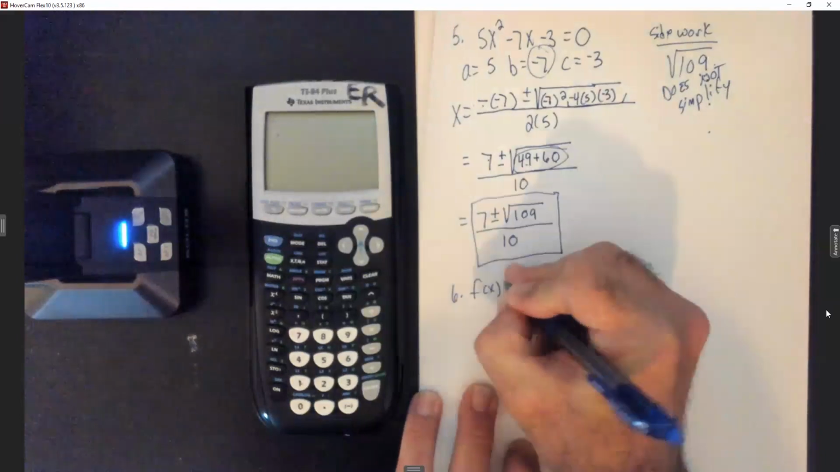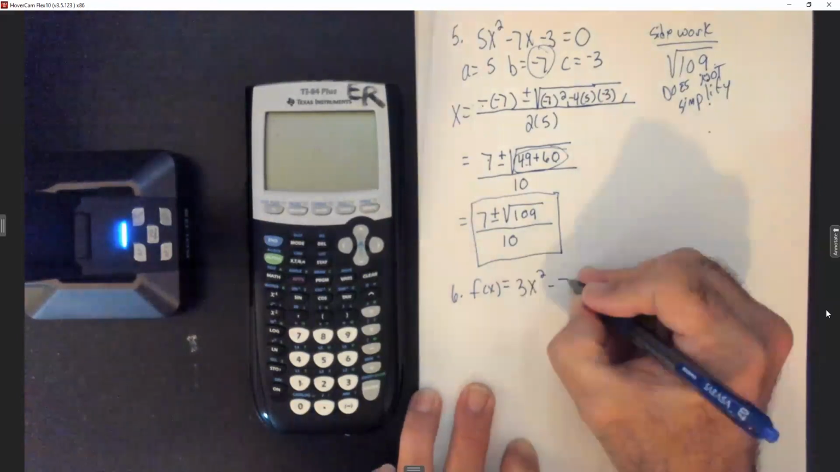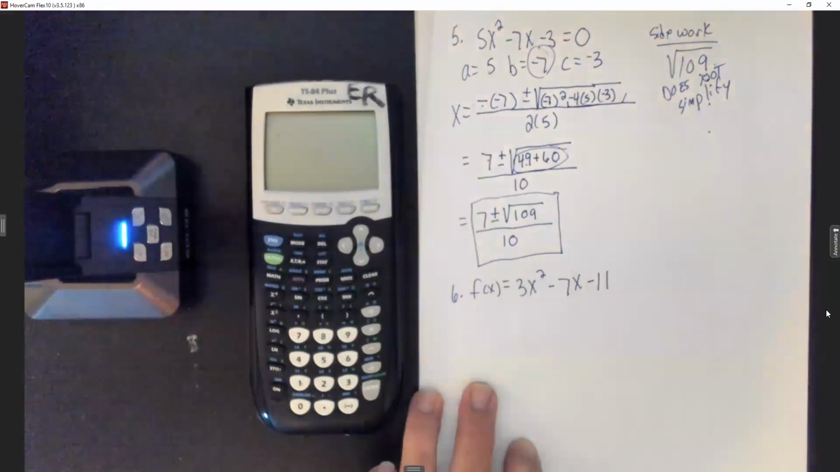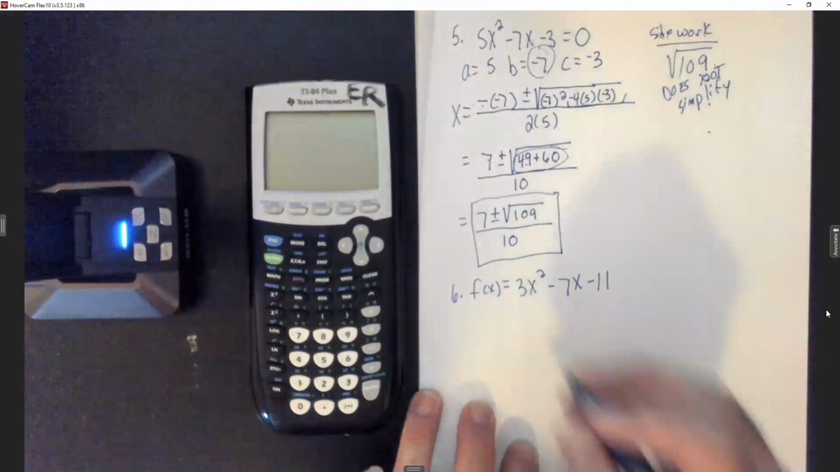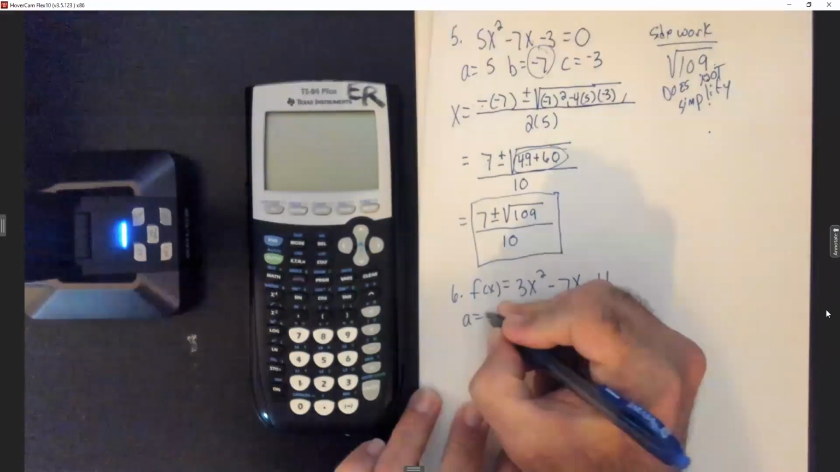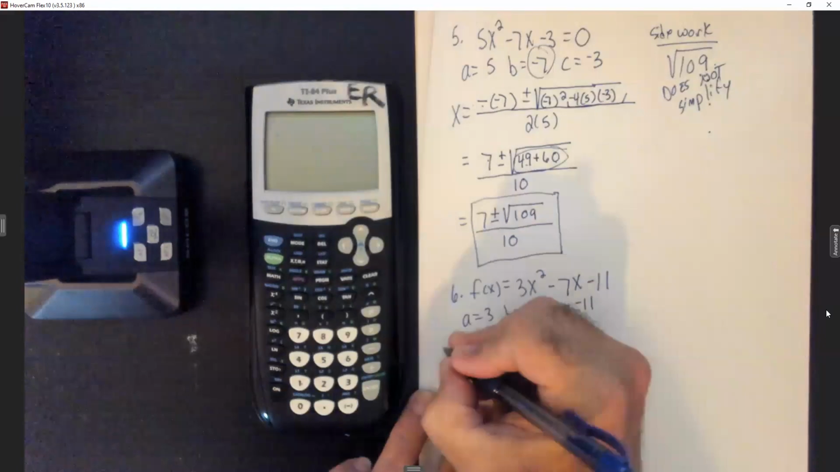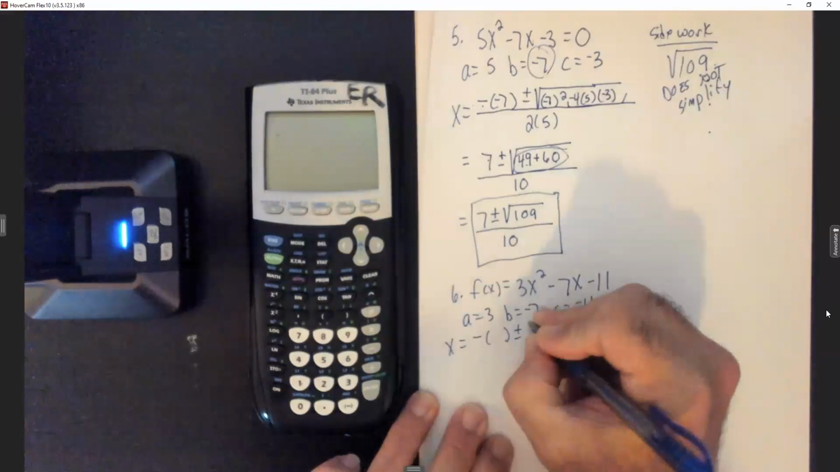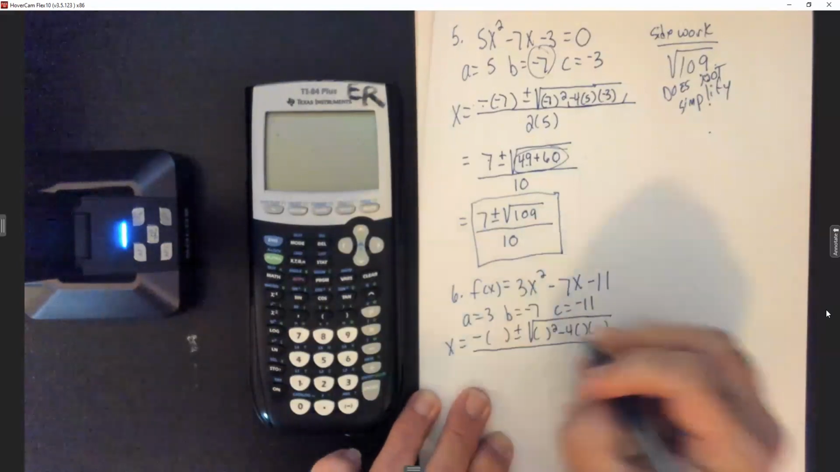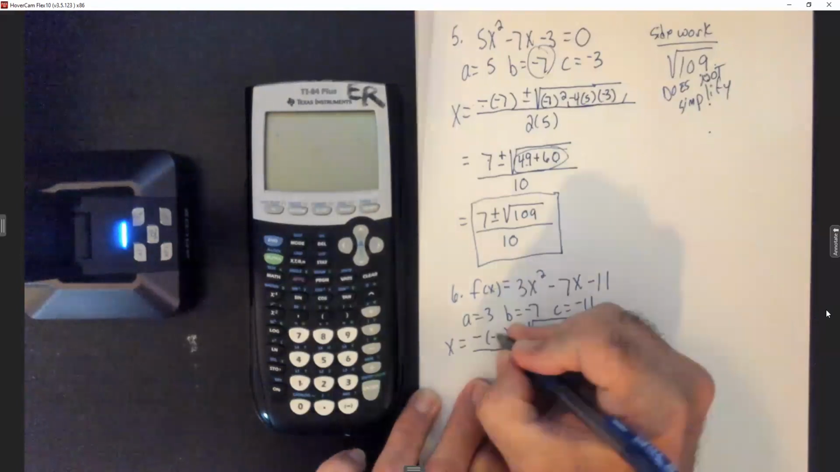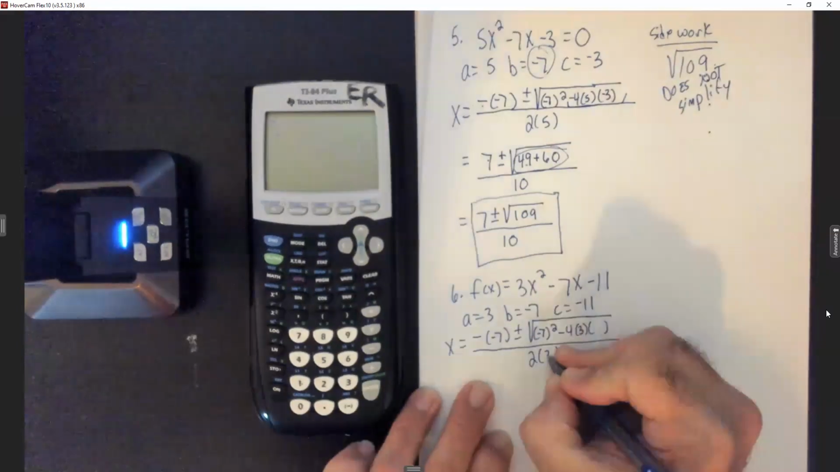All right, here we go. F of x is 3x squared minus 7x minus 11. All right, so I'm pretty sure this one's not going to factor. So I know A is going to be 3, B is going to be negative 7, and C is a negative 11. All right, negative B plus or minus a square root B squared minus 4 times A times C, and all that's over 2 times A. All right, so let's put a negative 7 here and here. A was what? 3 and 3, and then C was negative 11.